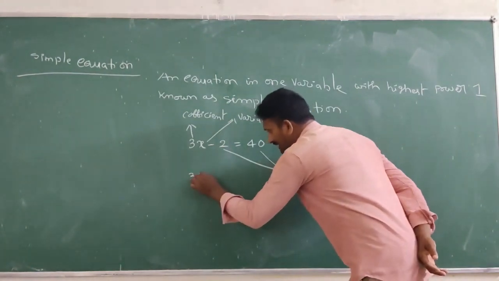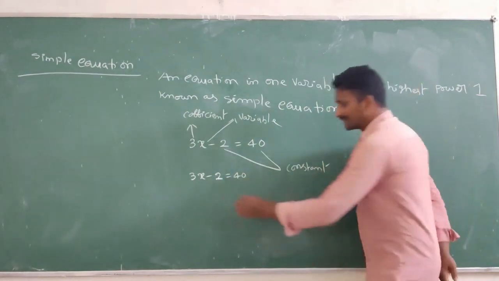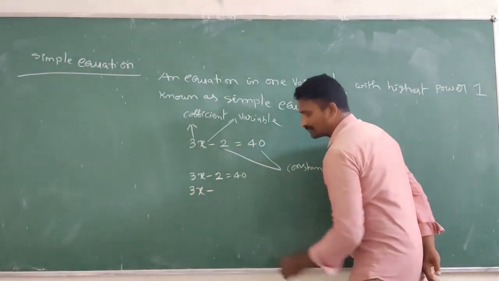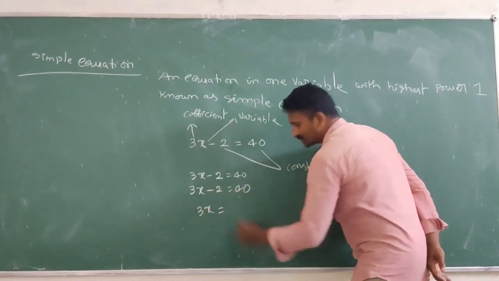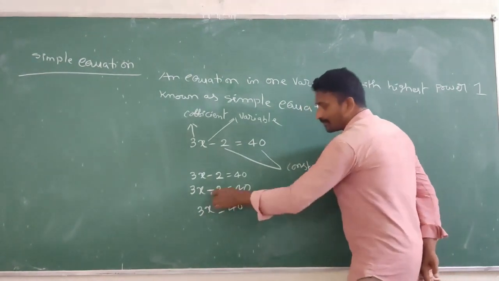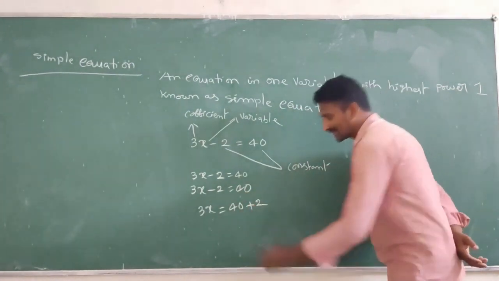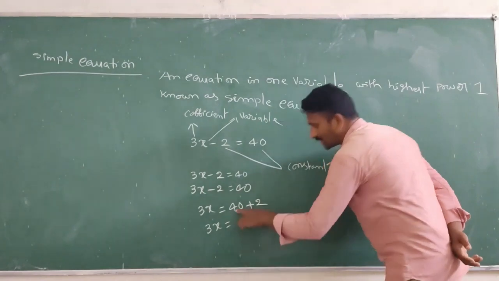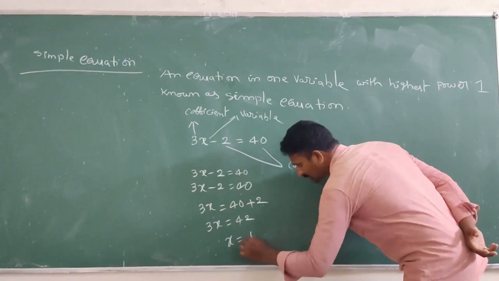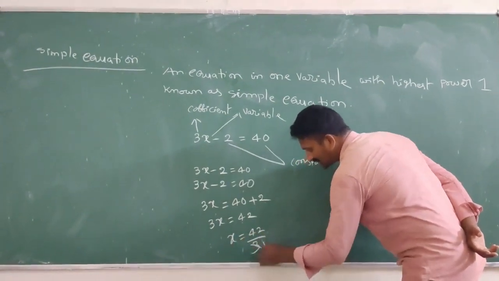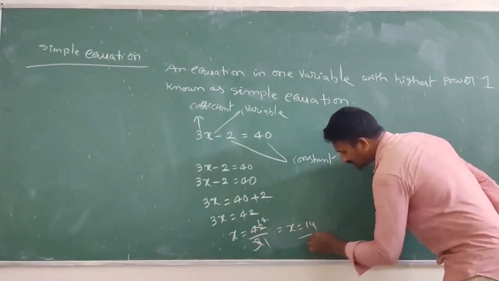Solution: 3x minus 2 equal to 40. 3x equal to 40 plus 2, since minus 2 transposed becomes plus 2. 3x equal to 42. x equal to 42 by 3. 3 fourteens are 42, so x equal to 14.